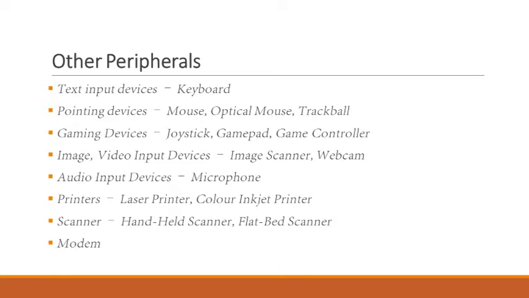So first we have the input devices, which is the keyboard. One important thing regarding the keyboard is that it uses the QWERTY layout, and the keyboard is a device to input text and characters by depressing the buttons referred to as keys, which is similar to a typewriter. Then we have the pointing devices.